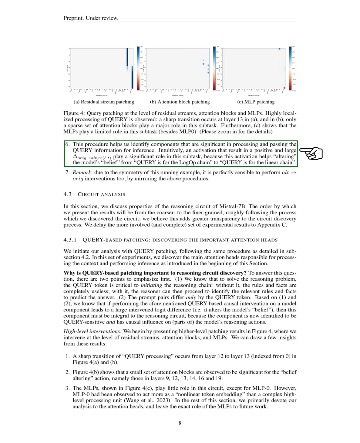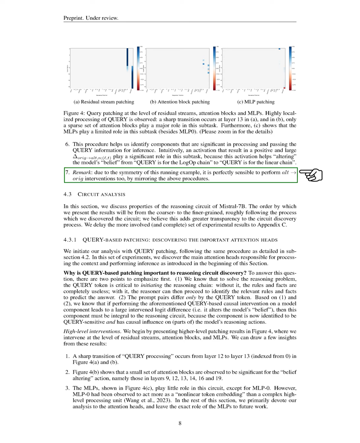This helps us identify which components are crucial for processing query information. A significant positive delta_orig_alt, n, L, T, indicates that the activation plays an important role in shifting the model's understanding from one query type to another. We also note that due to the symmetry in our example, we can perform the reverse interventions as well.